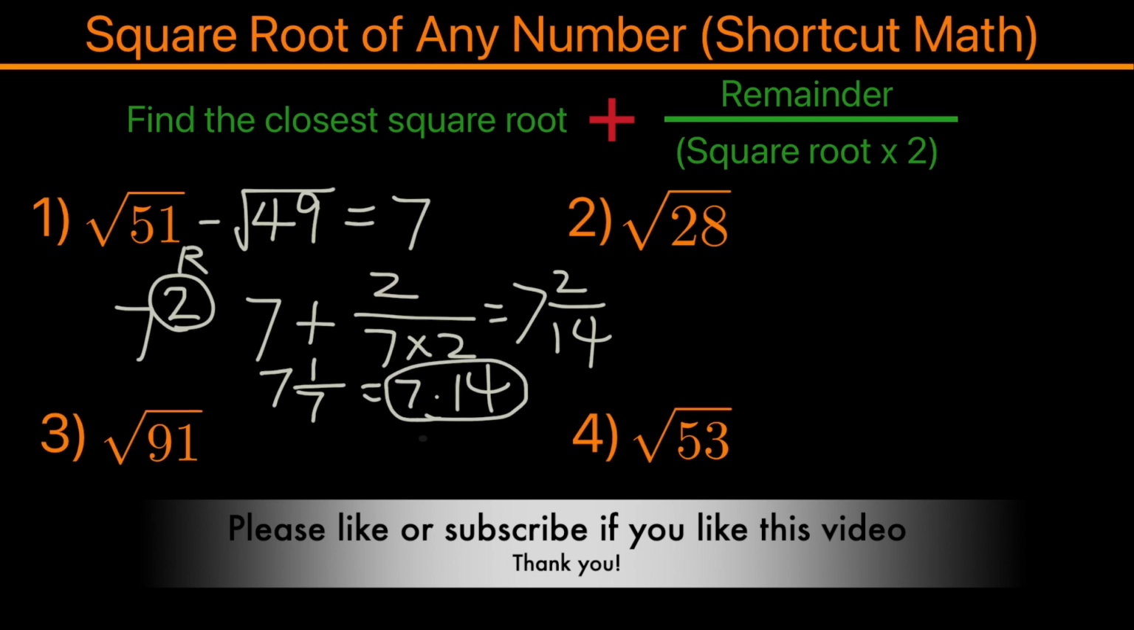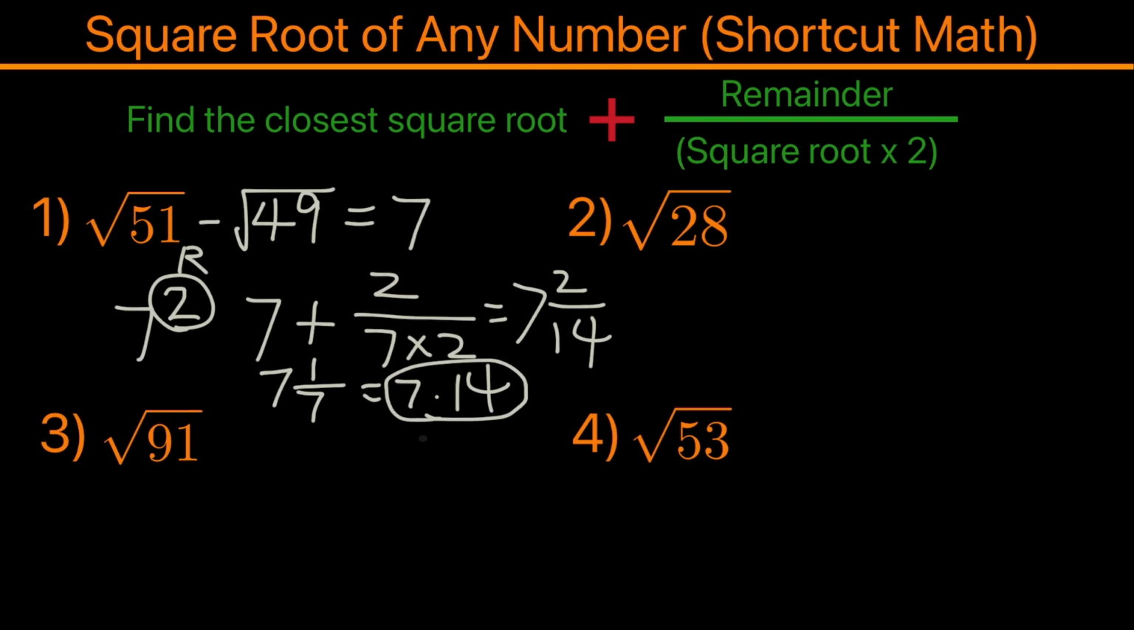Now the answer to all of these will be very, very close to the actual answer that you get from the calculator. It is a way that you can do it without having a calculator nearby. So if we actually input the square root of 51, the calculator answer is 7.14. So this one is exactly the same. Now let's look at example 2.